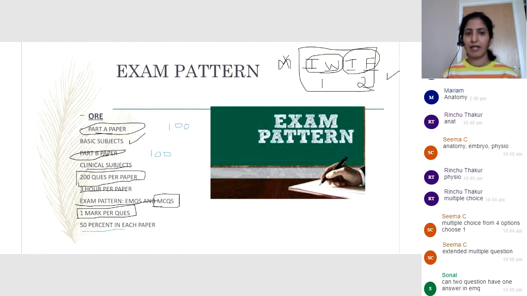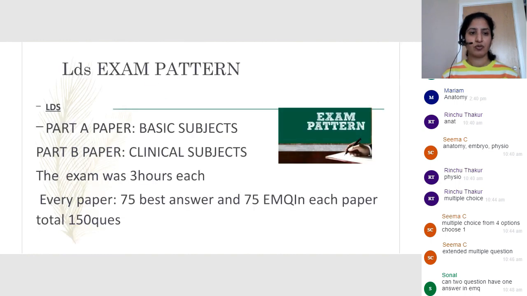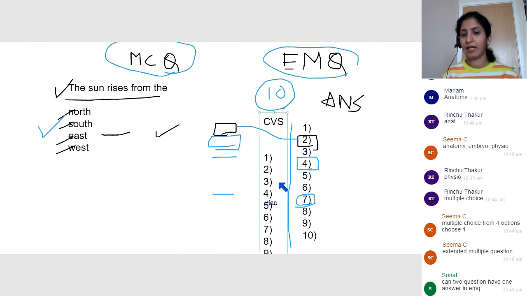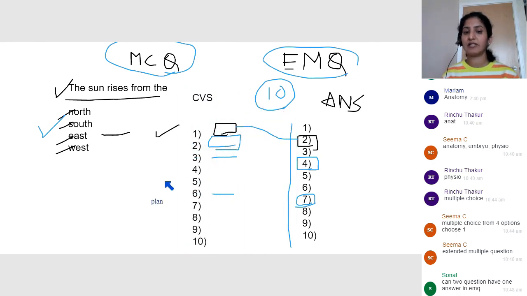Talking about Sonal's question: can two questions have the same answer? Yes, say question 3 and question 6. For both, you think answer 7 is the right one. Can that be possible? Yes, that can be possible. They will tell you that the same option can be repeated for two questions or more than that.